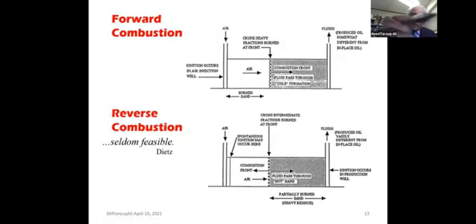Here's a comparison of forward and reverse combustion. Let's take two identical diagrams. Air injection well, producing well. Air injection well, producing well. Okay, same. And this is the formation thickness. Now what you do, in the first case, ignite the formation in the injection well. Ignition, we don't have time to discuss that. That's an important part of in situ combustion operation.